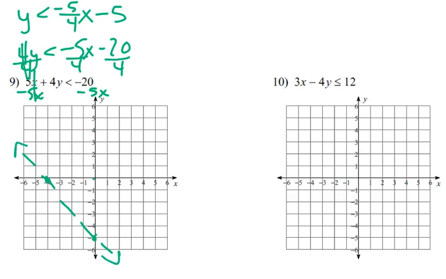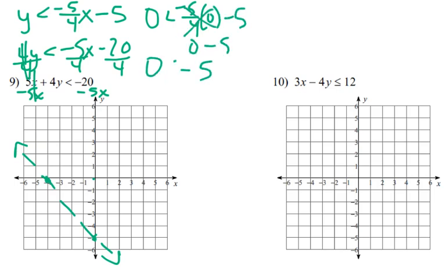Pick my test point 0, 0. 0 for y, 0 for x. That becomes 0. 0 minus 5 is -5. Is 0 less than -5? No, it is not. It is greater, so we shade the opposite side.